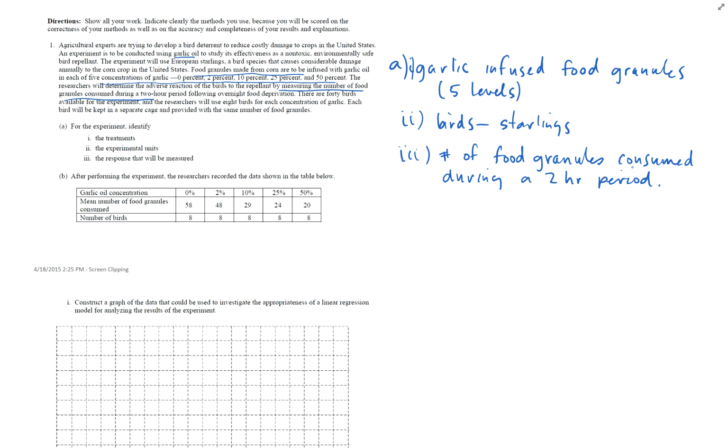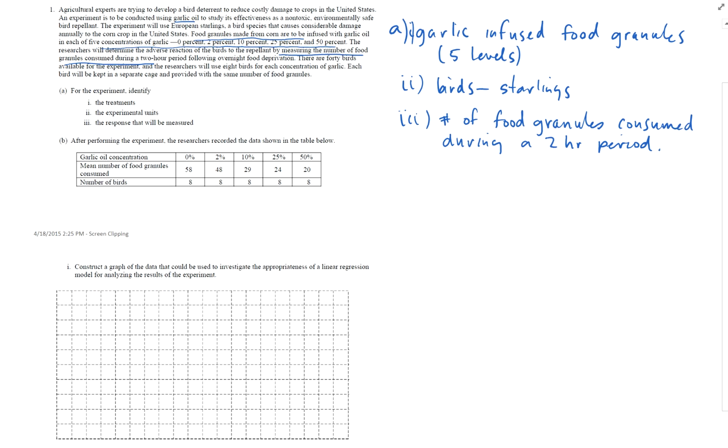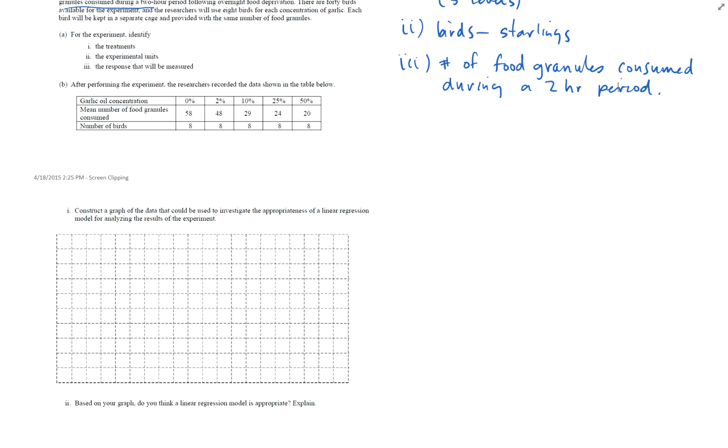All right. B says this: after performing the experiment, researchers recorded the data shown below. Construct a graph of the data that could be used to investigate the appropriateness of a linear regression model. When I see appropriateness of linear regression, I'm thinking residual plot. You could also do a scatter plot, because in order to make a residual plot, you got to do a scatter plot for analyzing the results. So let's do a scatter plot and see if it's not linear, then that'll be good enough to say that it's not linear, and we'll go from there. So let's go ahead and do this.